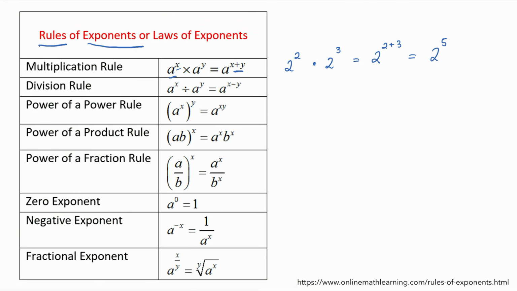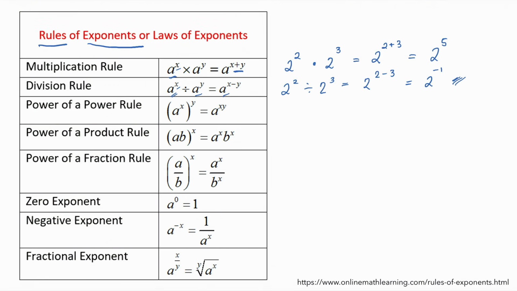Yung division rule naman, kapag nag-divide ka ng dalawang numbers na raised sa different exponent, so a raised to x divided by a raised to y, equal yan sa a raised to x minus y. So, for example, dito, kung 2 raised to 2 divided by 2 raised to 3, magiging siyang 2 raised to 2 minus 3. So, wag muna natin pansinin yung kung negative or positive yung sign. Ang magiging sagot niyan is 2 raised to negative 1.